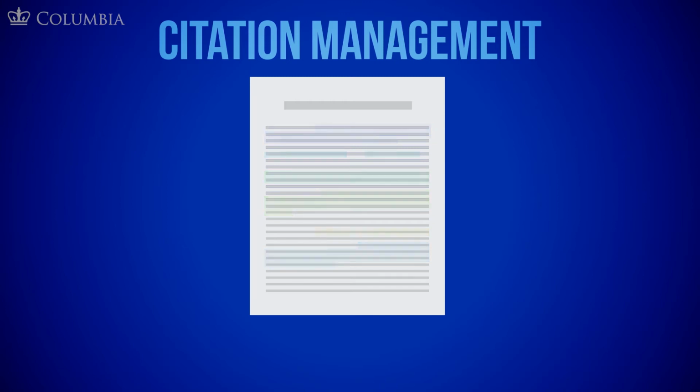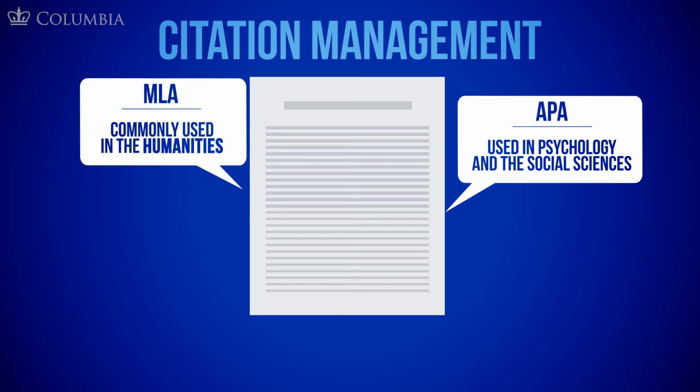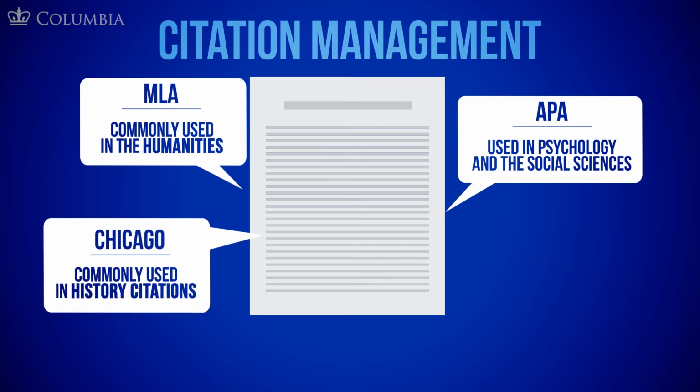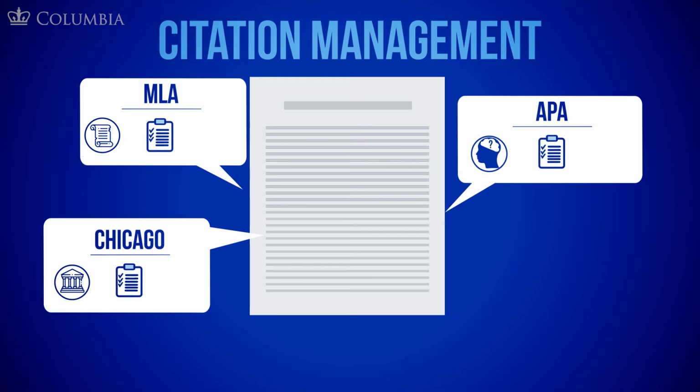The three most common citation styles are APA, developed by the American Psychological Association and often used in psychology and the social sciences, MLA, developed by the Modern Language Association and commonly used in the humanities, and Chicago style, commonly used for history citations. The citation style you use will be determined by the discipline you're writing in, the requirements of a journal or publisher, or your professor's preference.